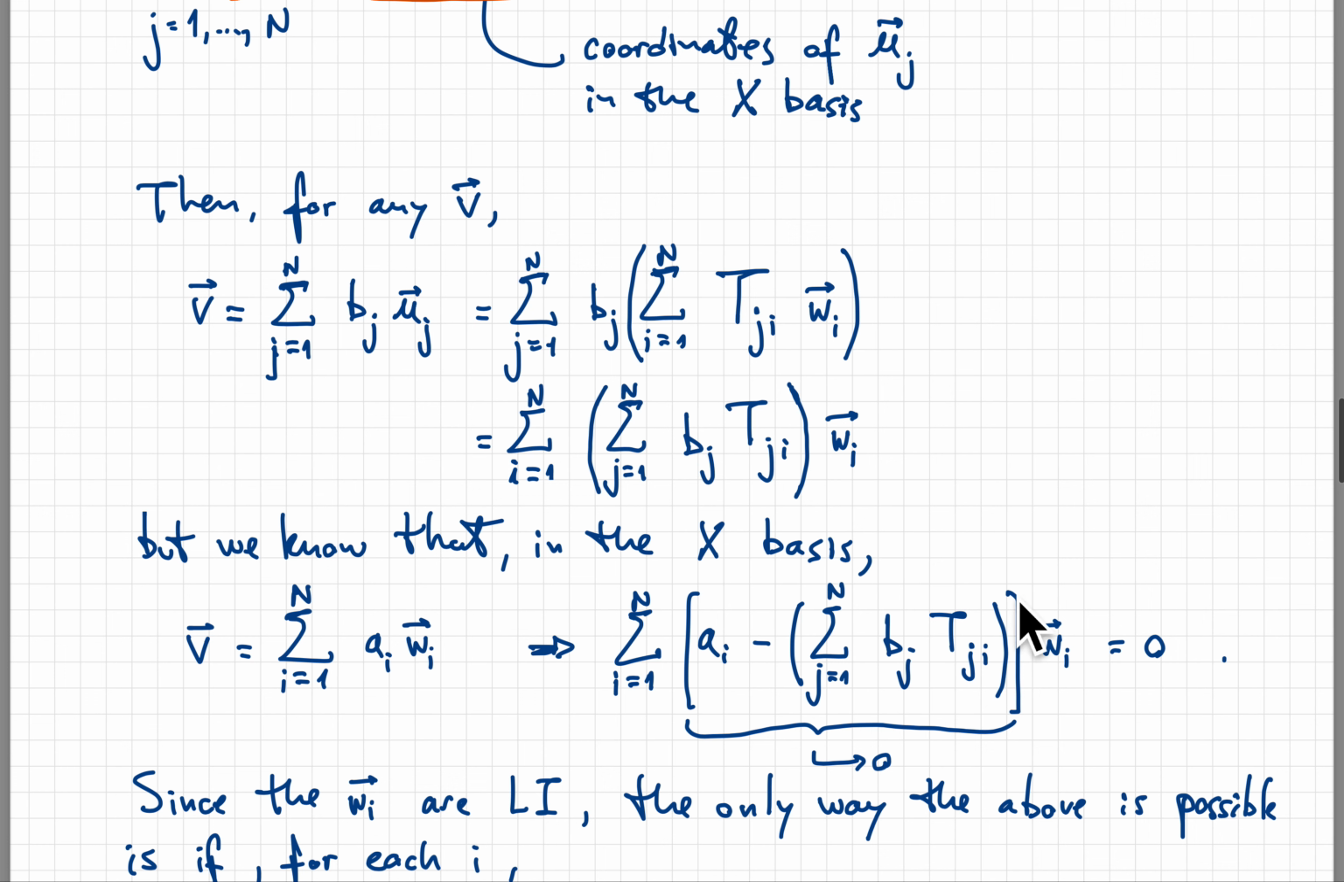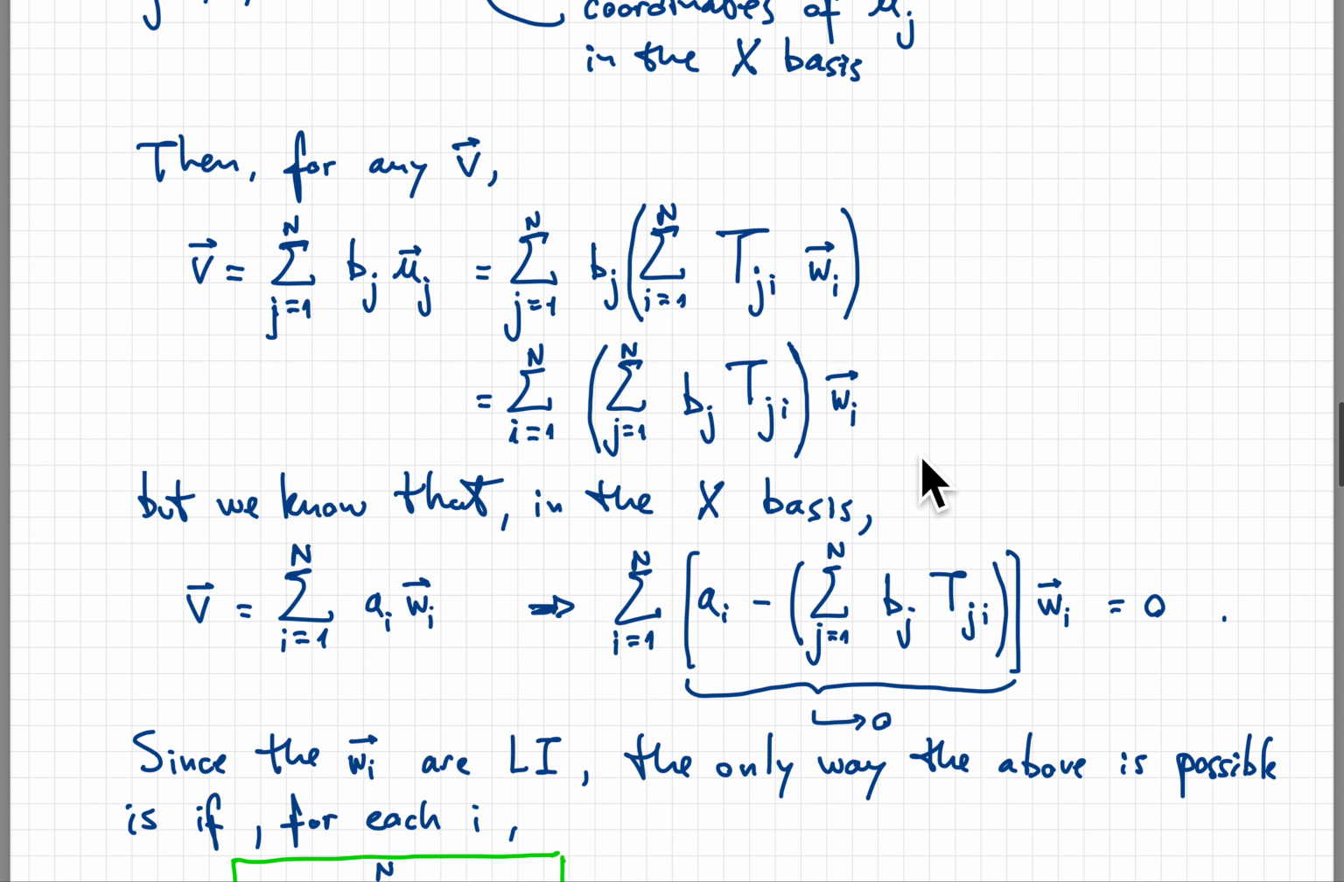And so it must be then that each of these vanishes. So each of these, for every i individually, has to vanish. How do I know that? Why is it not possible that maybe some of the terms cancel against some other terms? Well, the reason we know that that's not possible is that the w sub i are linearly independent.